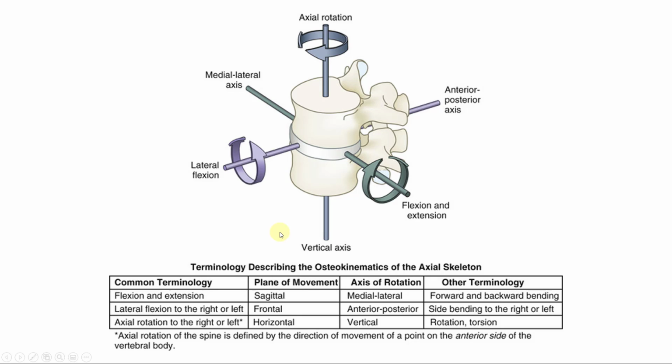So you have 3 degrees of freedom in the thoracolumbar spine. You have flexion and extension in the sagittal plane, you have lateral flexion in the frontal plane, and you have axial rotation through the transverse plane.